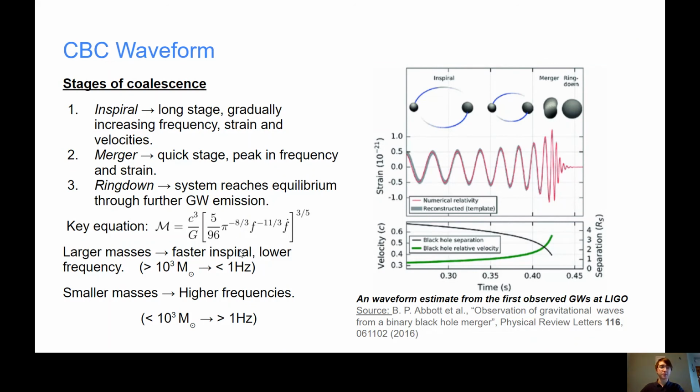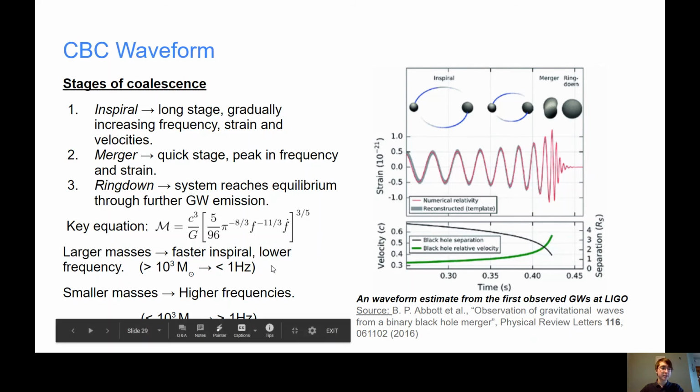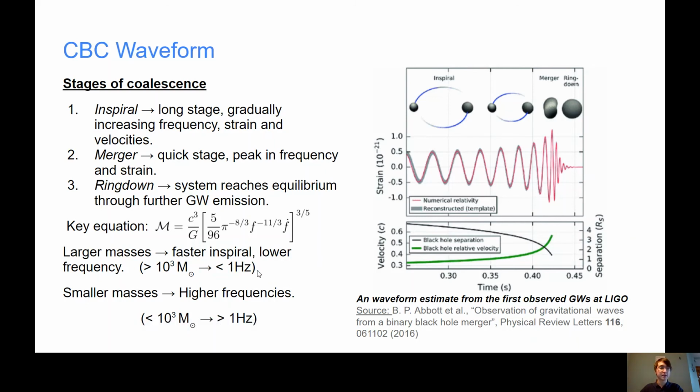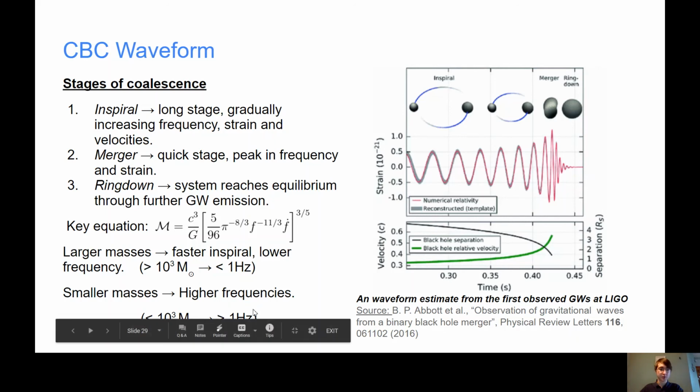The evolution of the waveform frequency can be linked to the chirp mass by the equation here, where you see chirp mass, frequency, and rate of change of frequency. For higher mass systems, lower frequency waves with faster inspirals and mergers are expected, hence shorter signals. Lower mass systems emit at higher frequencies with longer signals. Roughly speaking, systems of mass greater than 1,000 solar masses have frequency below 1 Hz, and for lower masses greater than 1 Hz. I'll now hand you over to Andrew, who will discuss how gravitational waves are actually detected in practice.